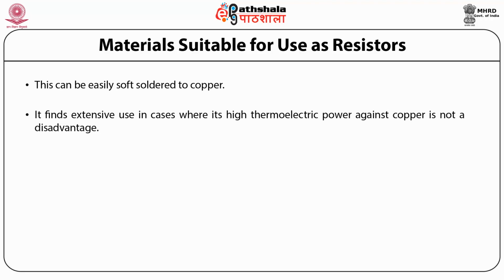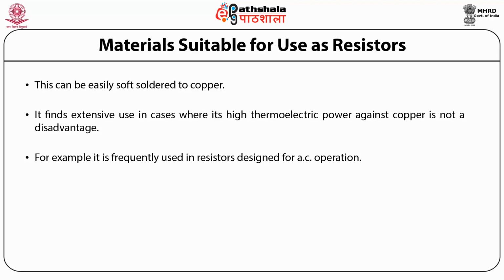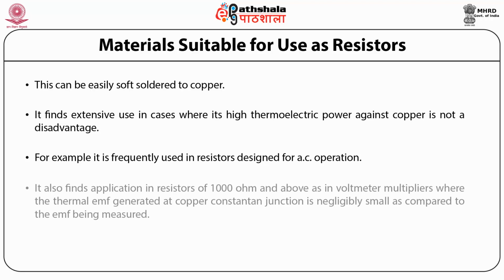Constantan finds extensive use in cases where its high thermoelectric power against copper is not a disadvantage. For example, it is frequently used in resistors designed for AC operation. It also finds application in resistors of 1000 ohm and above, as in voltmeter multipliers, where the thermal EMF generated at the copper constantan junction is negligibly small as compared to the EMF being measured.